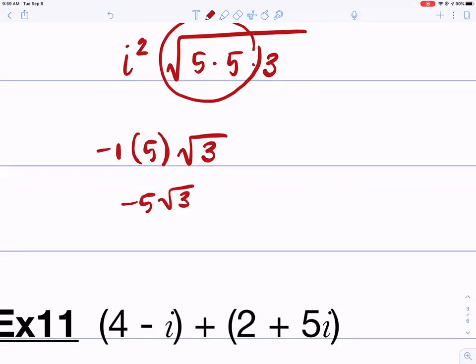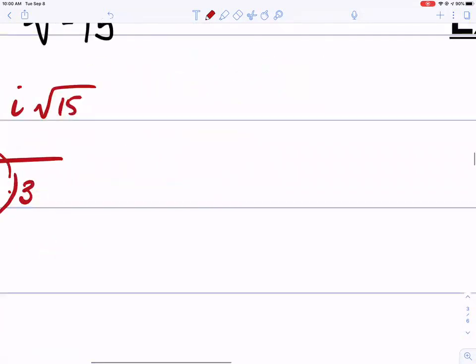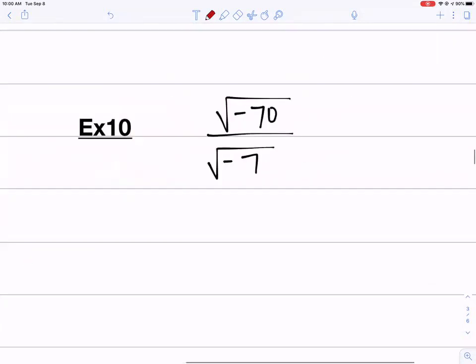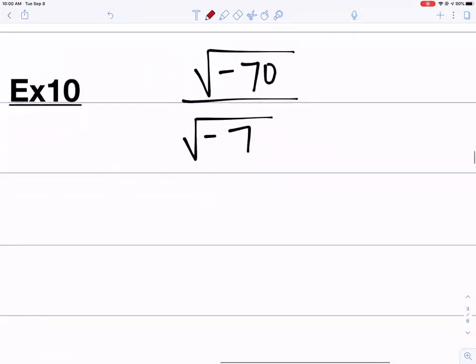If you had to take it one more step and put it in standard form, what would you tack onto that? Plus 0i. This is the real piece, and the imaginary piece would be the 0i. Okay?